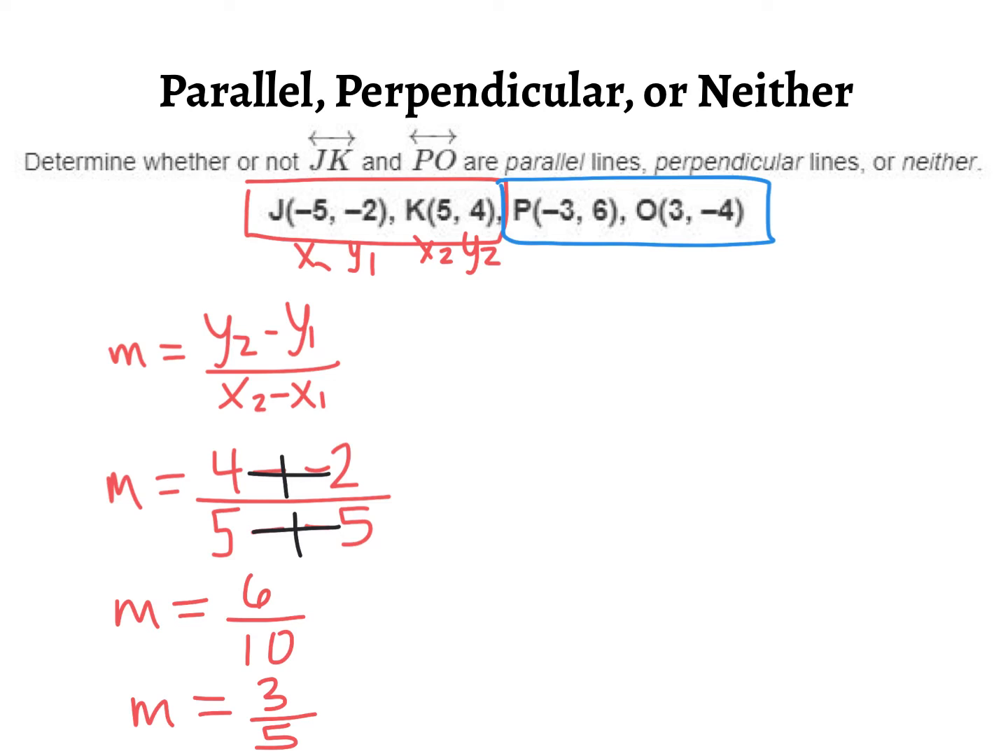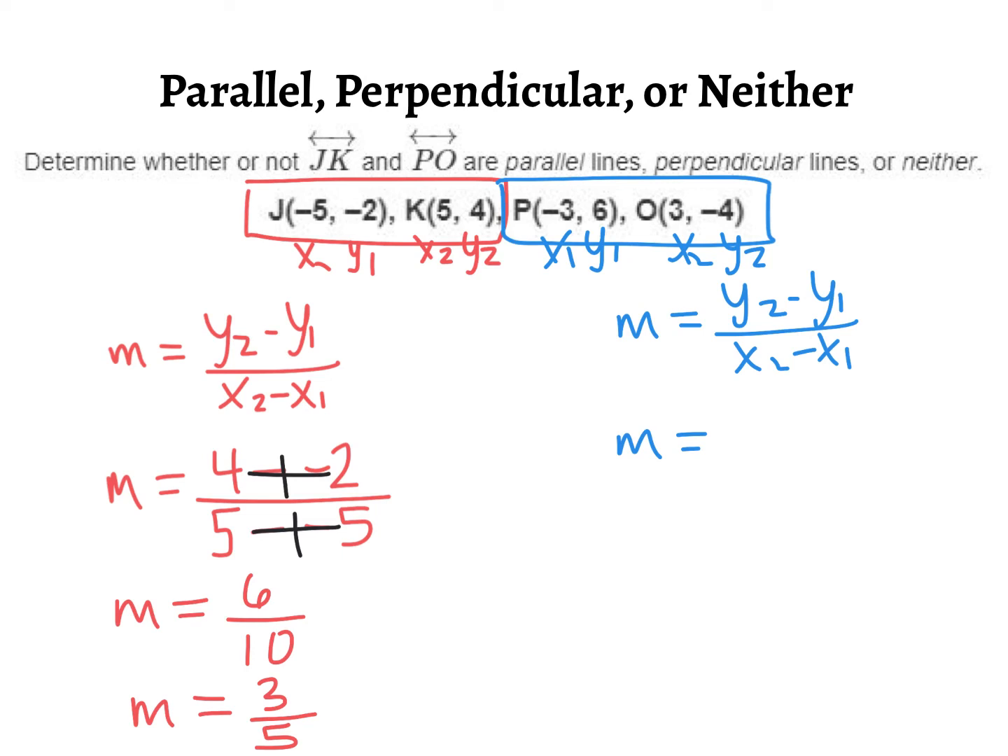I'm going to first label these points as x1, y1, and x2, y2. My formula is y2 minus y1 over x2 minus x1. And I plug stuff in, right? y2 is negative 4 minus y1, which is positive 6, divided by x2 is 3 minus x1, negative 3.